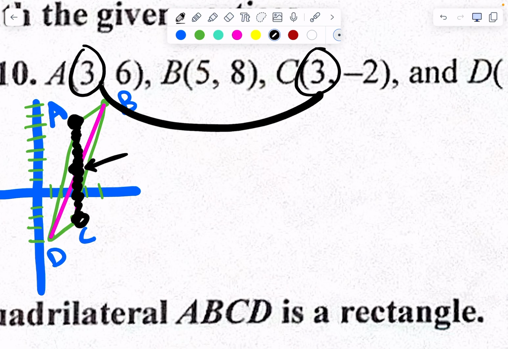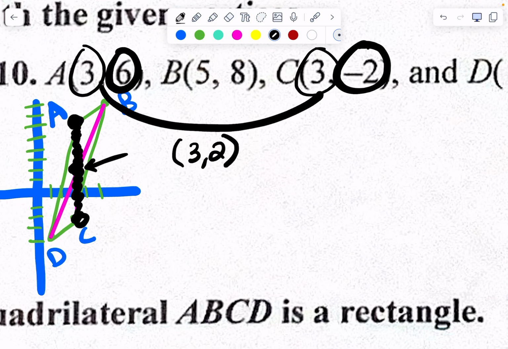Wait a second. Is that right? 3 plus 3 is 6. 6 divided by 2 is 3. Yeah? That should be a straight up and down line, actually. It is a straight up and down line. Okay. So 3 comma. 6 and negative 2, if I average those, 6 and negative 2 is 4. 4 divided by 2 is 2. 3 comma 2. Is that where they intersect?